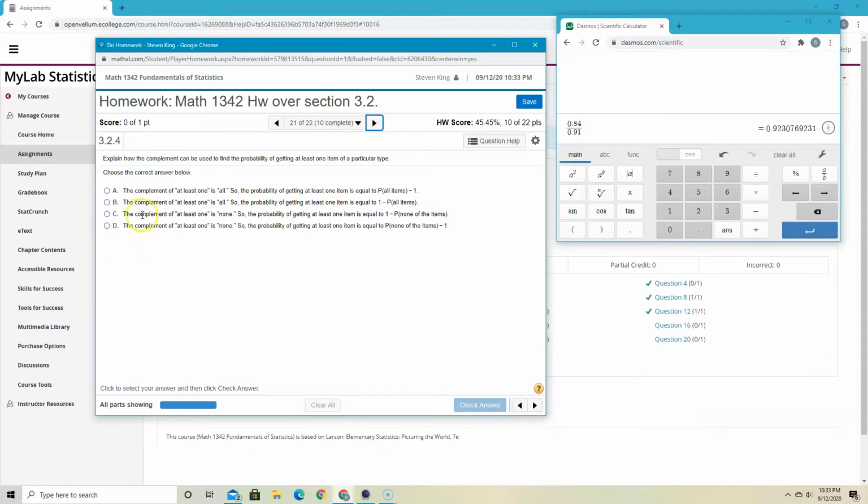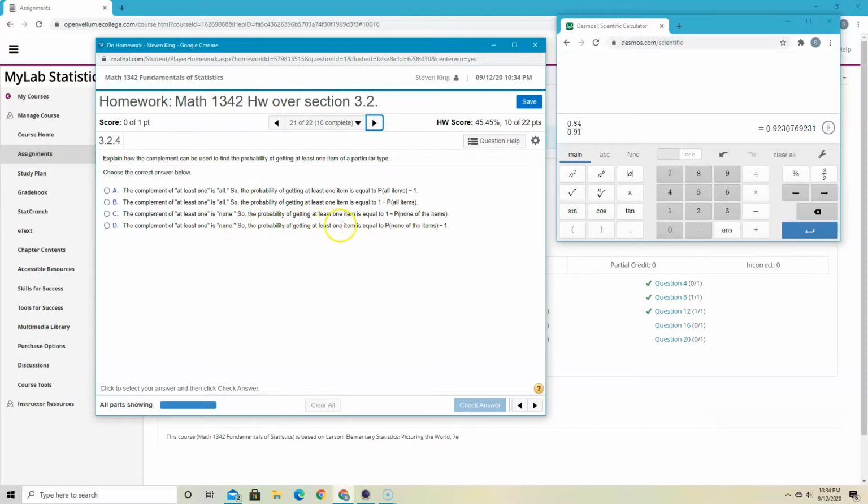The complement of at least one is none. The complement of at least one is all? That's wrong. So A and B are wrong, so it's C or D. The complement of at least one is none. So the probability of getting at least one is equal to 1 minus the probability of none.